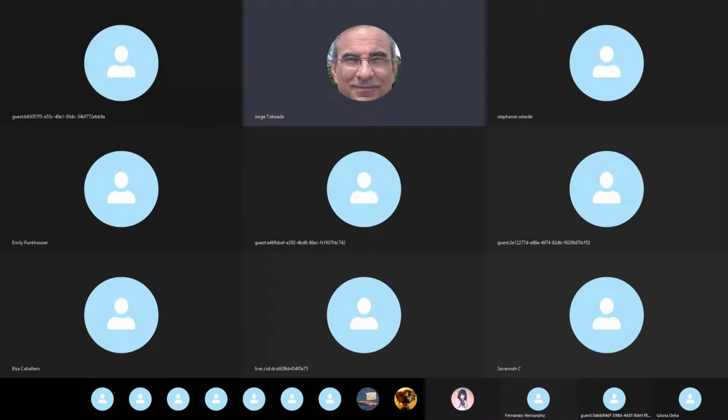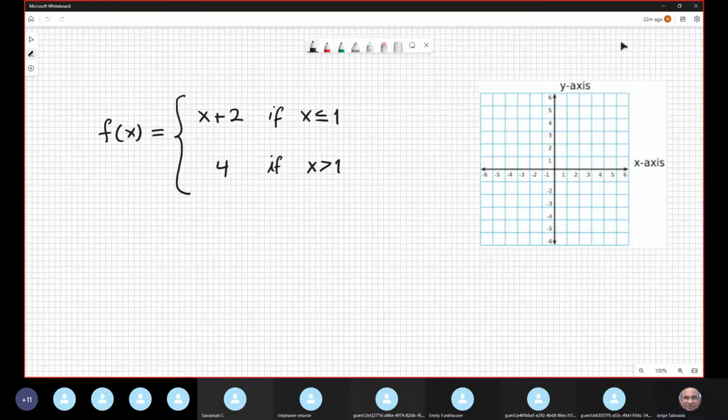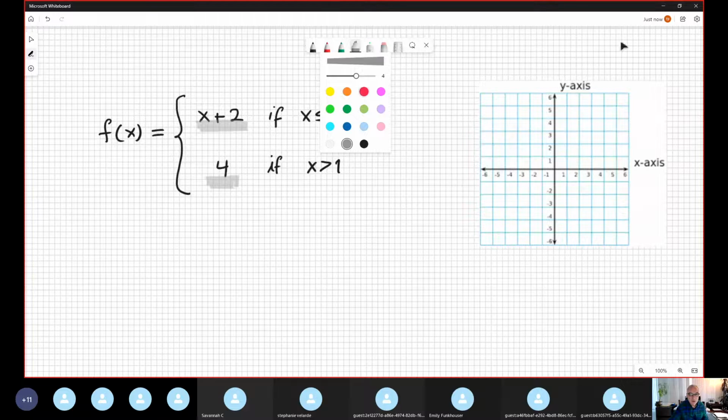And we continue doing the piecewise function. Remember, a piecewise function is a function that is defined a little bit weird. It is defined in different pieces, one piece, two pieces. Let me use another color for the second piece. Maybe red.